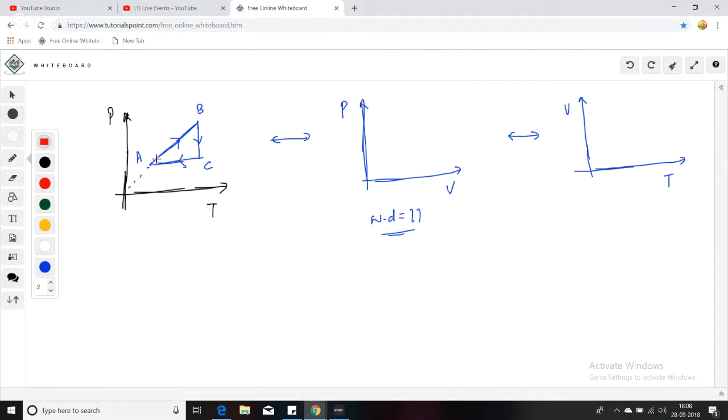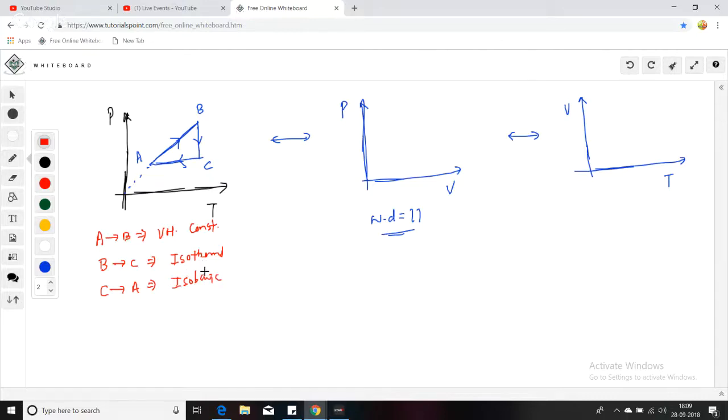First of all, you try to identify what all processes we have here. You see, I have given this line from here to here. It means this line is passing through the origin. And when it is passing through the origin, it means for process A to B, volume is constant. Yes or no? Yes, volume is constant. What about B to C? Isothermal process, constant temperature. And C to A is what? Isobaric process, constant pressure.